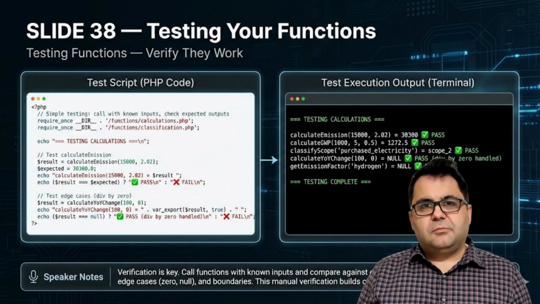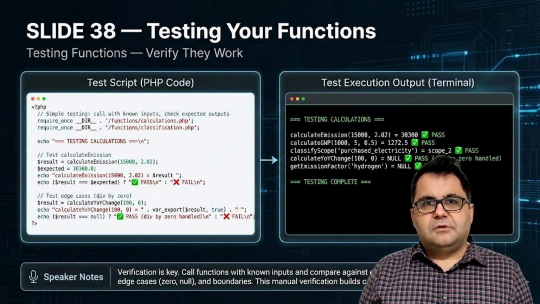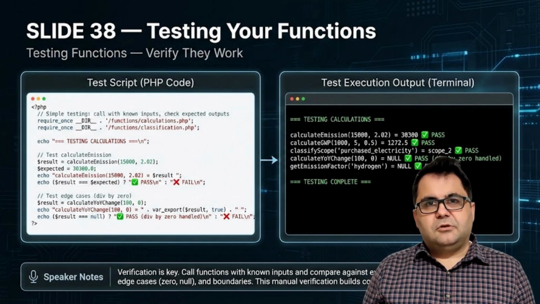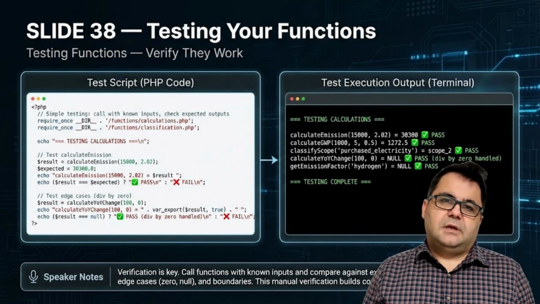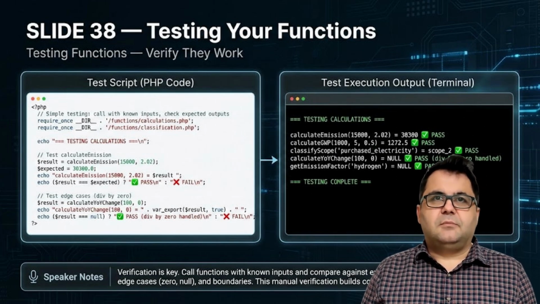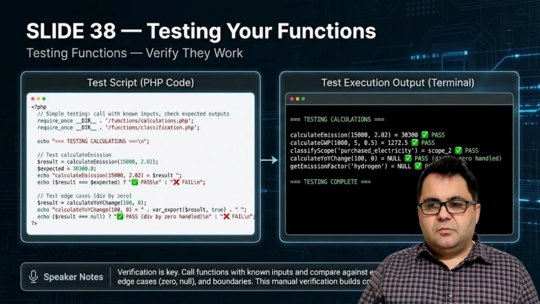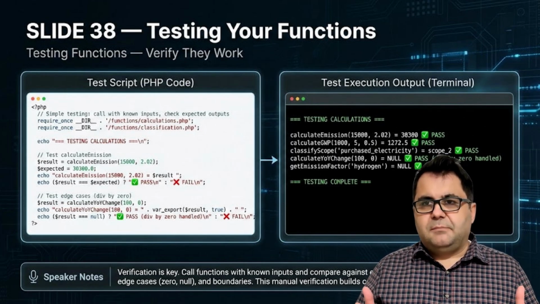This manual testing approach works for now. In professional PHP, you'd use PHPUnit for automated testing. But the principle is the same. Define inputs, define expected outputs, compare. Always test your functions before using them in the main application.